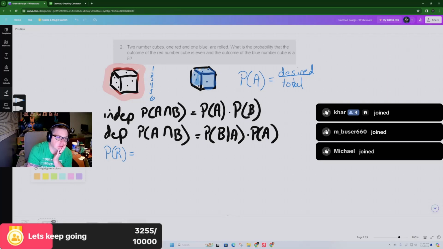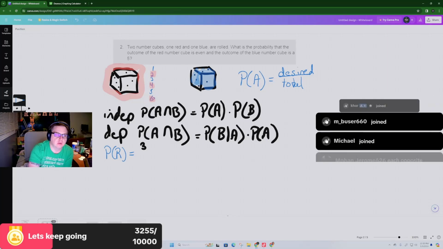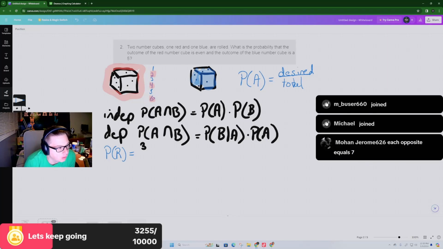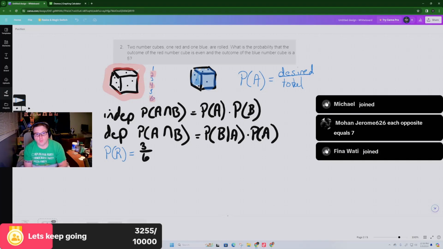So in this situation, when we count the evens, we have a 2, we have a 4, and we have a 6. So there are 3 total outcomes that are even. Each opposite equals 7. Canada versus States. All right. Thanks, Mom. And we have 3 even numbers out of our total, which is going to be 6 sides. Okay?